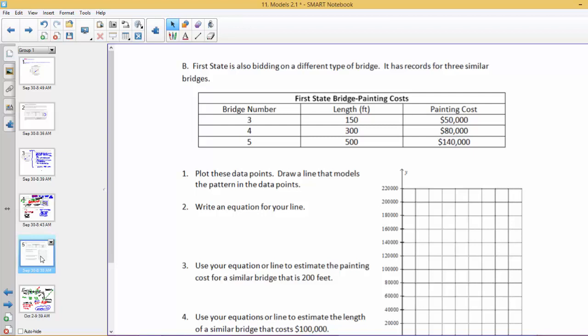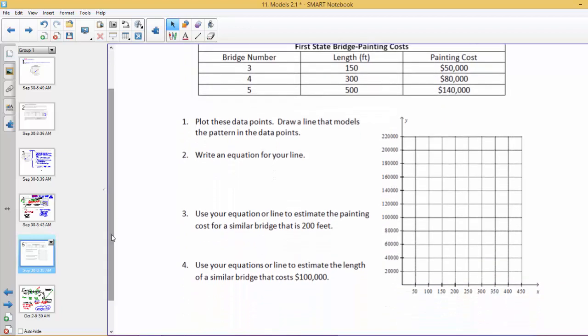So it says that First State is also bidding a different type of bridge. And so this is the data. So we are now going to plot it and figure out a line and do an estimation. So why don't you actually hit pause and see if you can do this, and then come back and see if you did it right. And again, if your answers are close, that is correct because there's more than one right answer. So you can hit pause now.